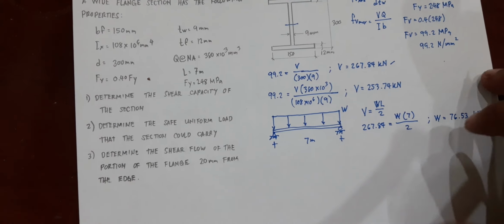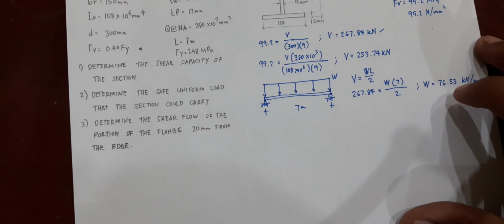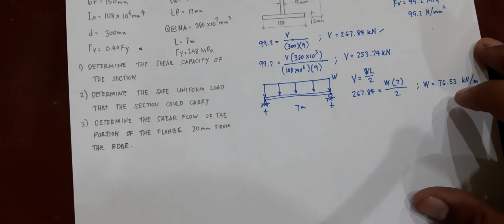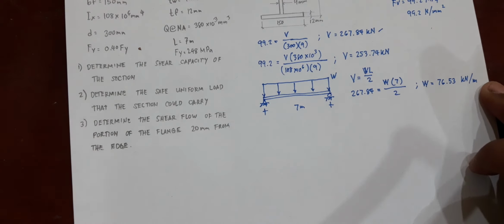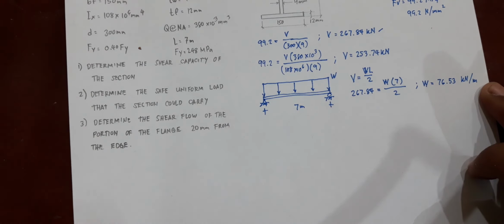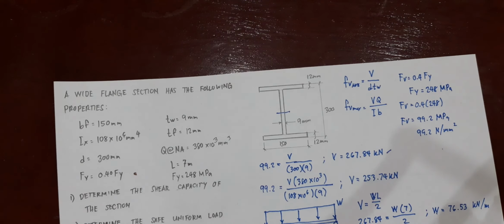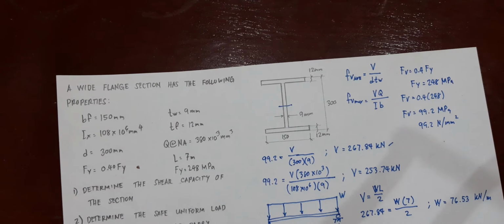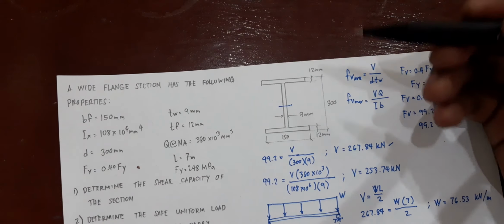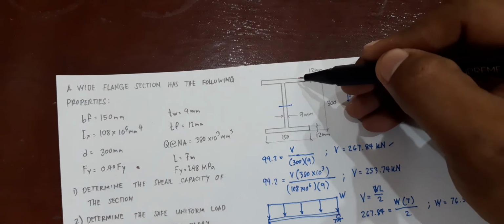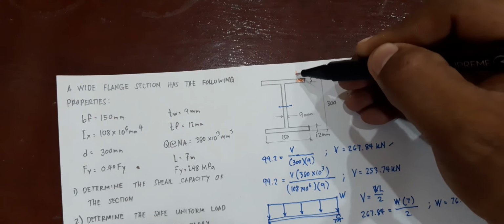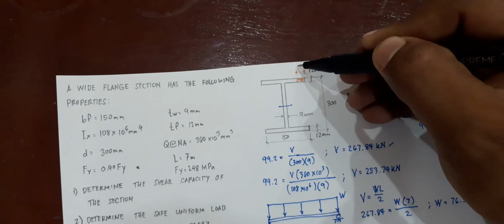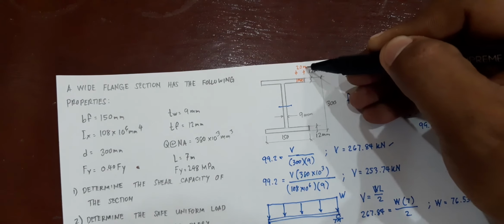And then last, you have here number 3, determine the shear flow of the portion of the flange 20 mm from the edge. So, going back to your figure, you're looking for the shear flow of the flange 20 mm from the edge. So, this is the edge, 20 mm from that. You'll be looking for the shear flow of this particular portion. So, that is 20 mm.